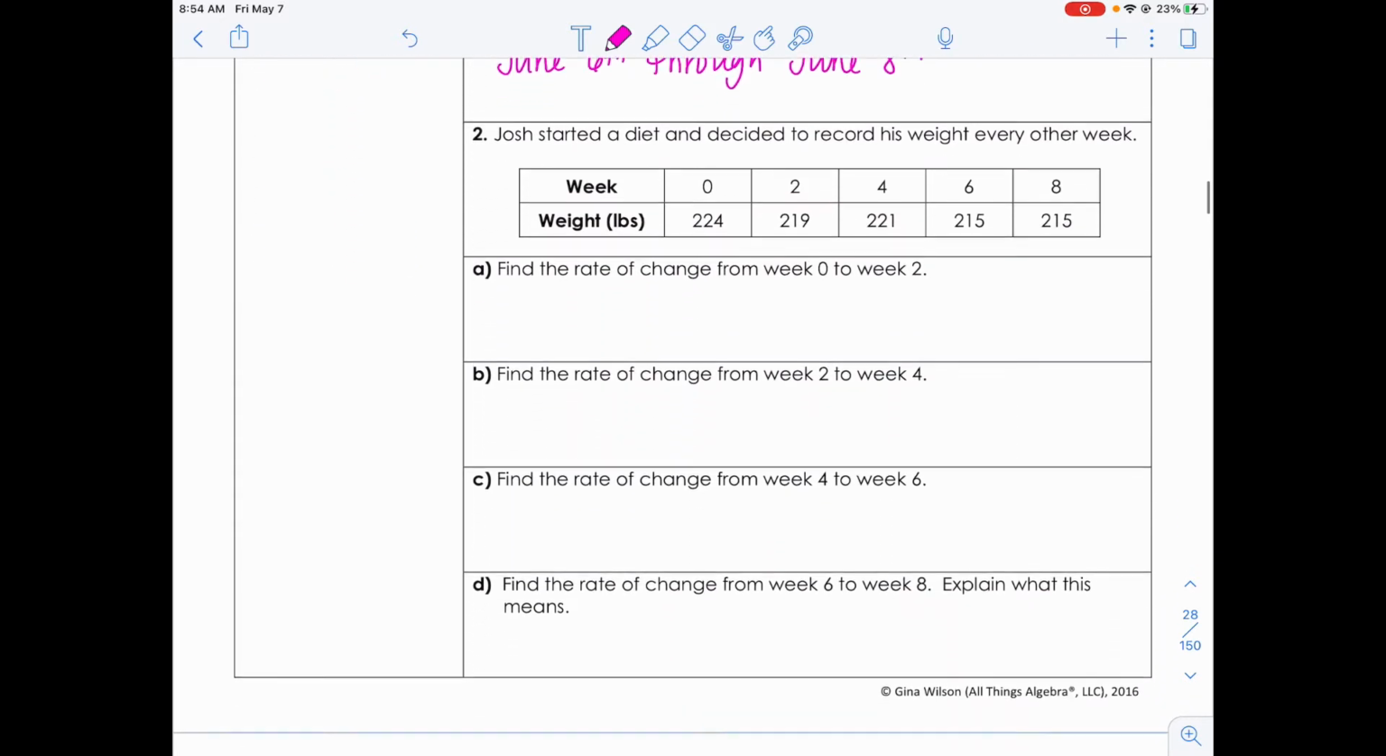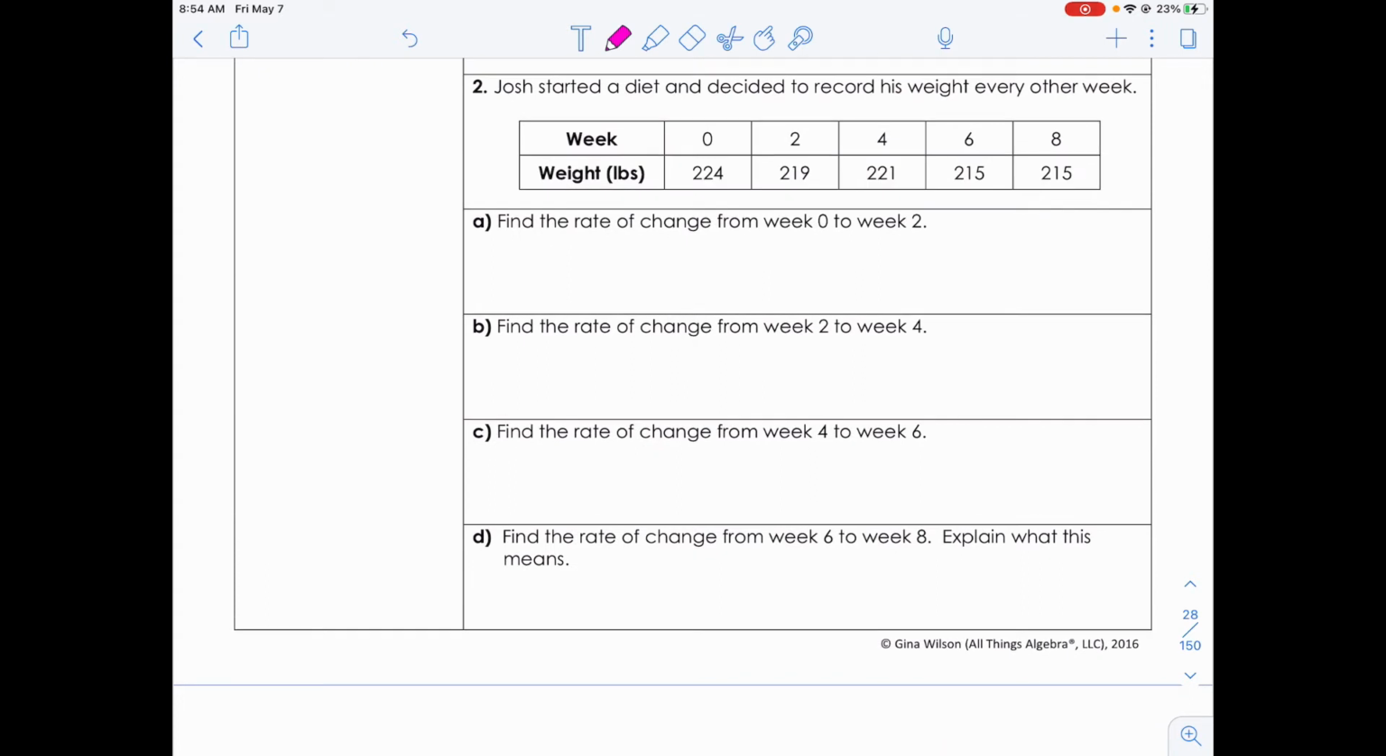Go ahead and try to do number 2 on your own. Pause the video, do the work, and then unpause the video and check it with mine.